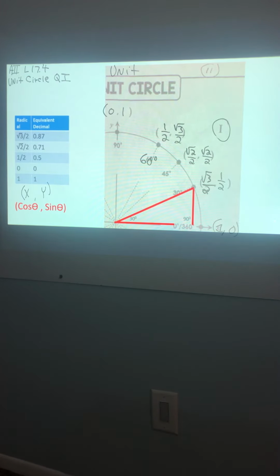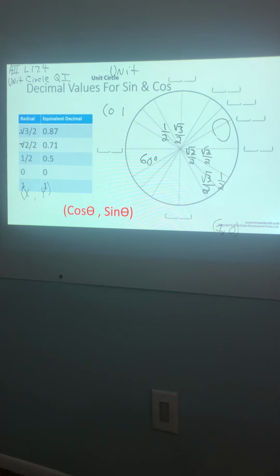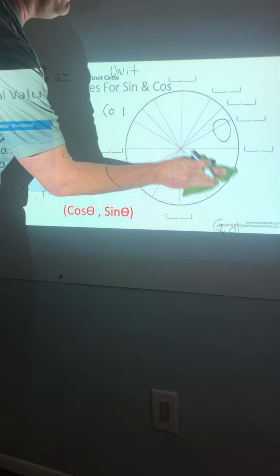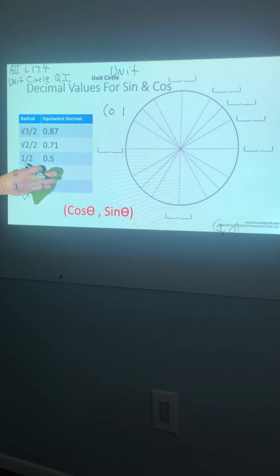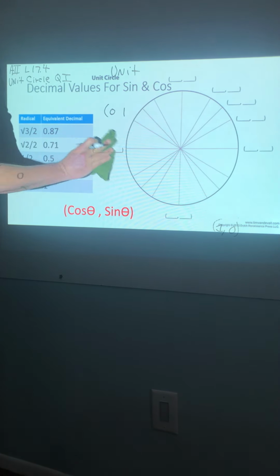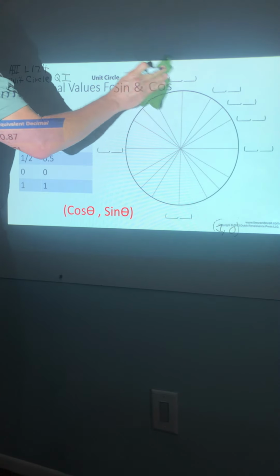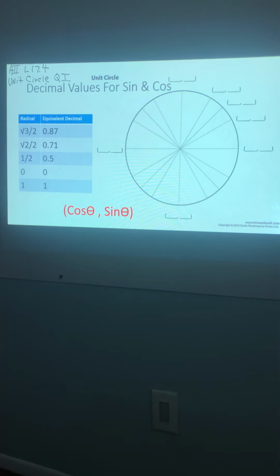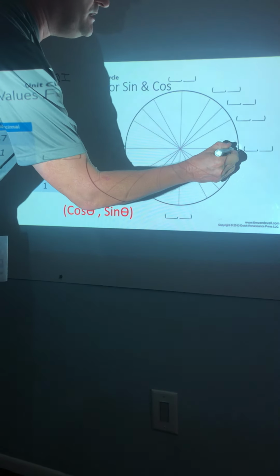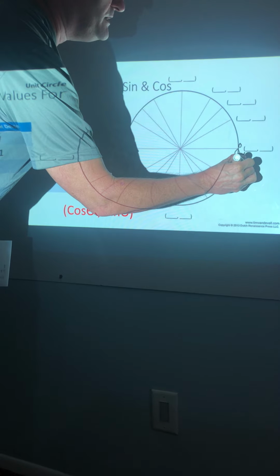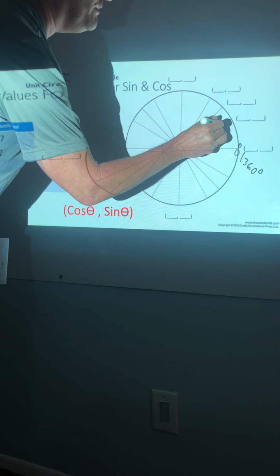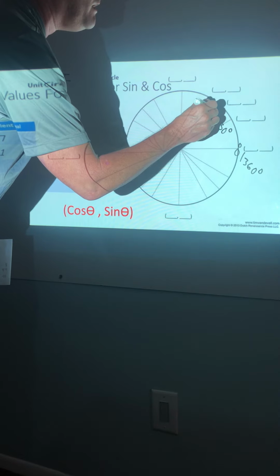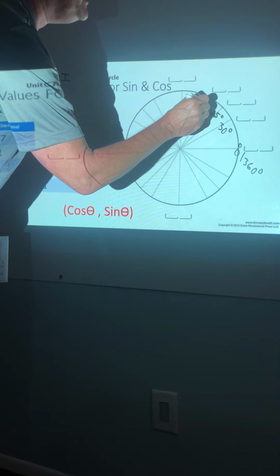All right, so let me bring the whole circle, because that's where we're going. Eventually, you're going to be filling in this whole circle with these values. But real quick, let's fill in what we just did, just to make sure you're good here. One more time, it's good practice. This one right here is 0 or 360. This is what, 30 degrees? This is 45 degrees, this is 60 degrees, and this is 90.